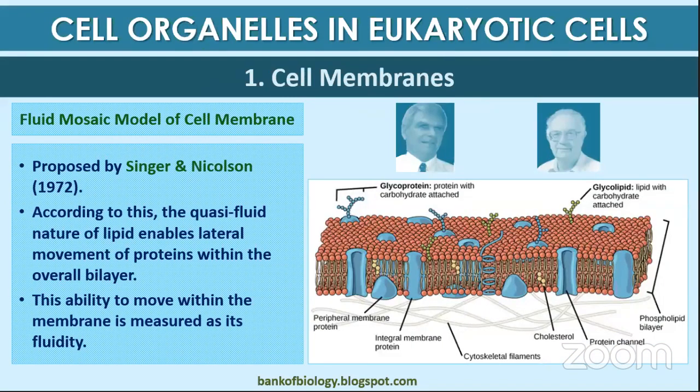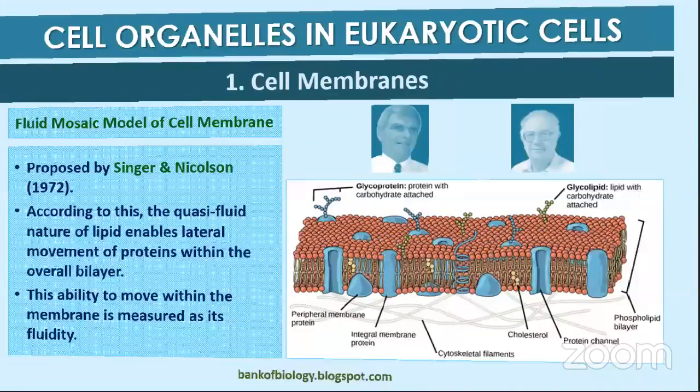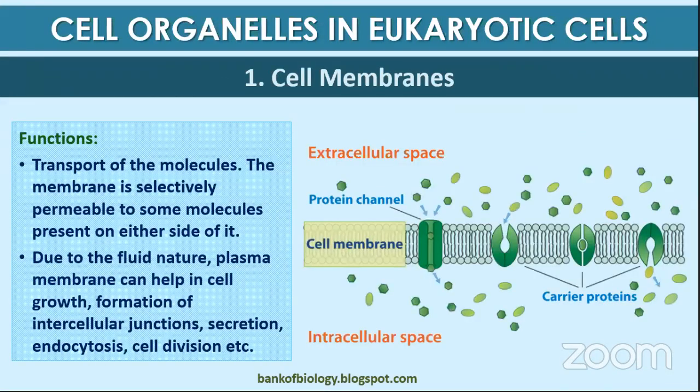Then the fluid mosaic model of the cell membrane was given by Singer and Nicolson in the year 1972. According to this, a quasi-fluid model of lipid enables the lateral movement of proteins within the overall bilayer. This ability to move within the membrane is measured as its fluidity. So the cell membrane has several functions. Transport of molecules: the membrane is selectively permeable to some molecules present on either side of it. Due to its fluid nature, the plasma membrane can help in cell growth, formation of intercellular junctions, secretion, endocytosis, cell division, etc.